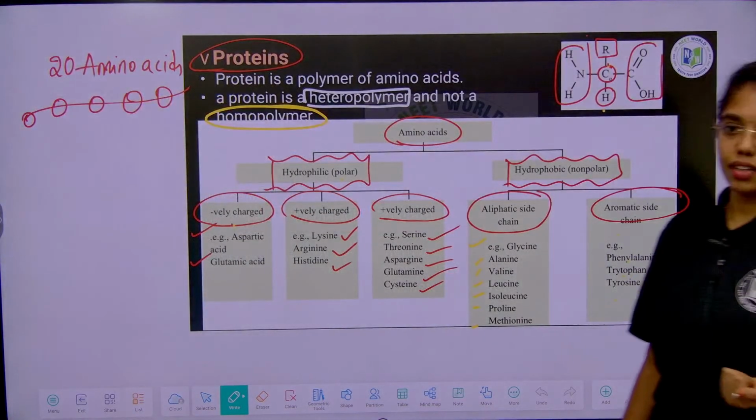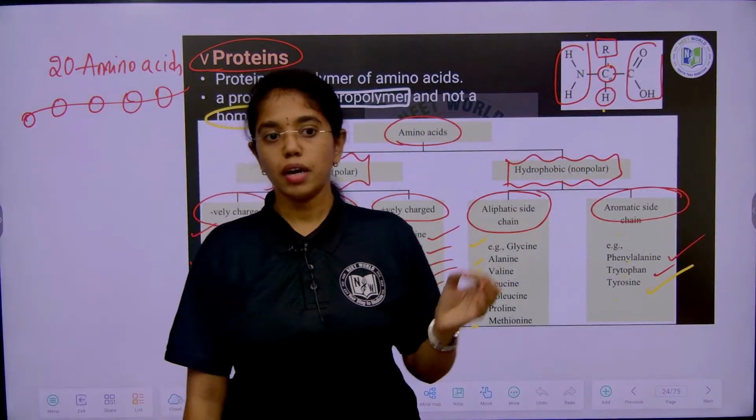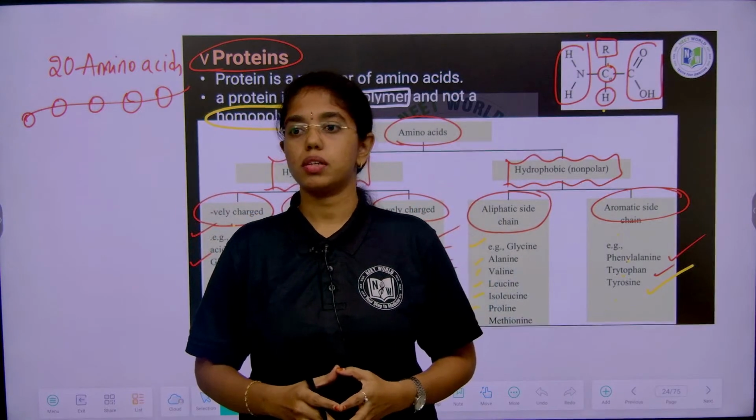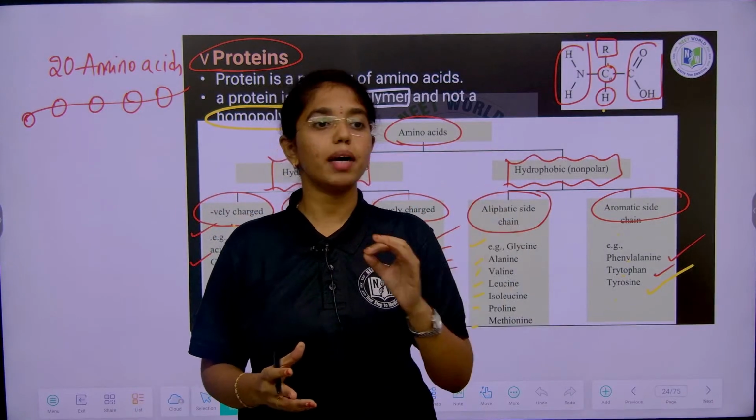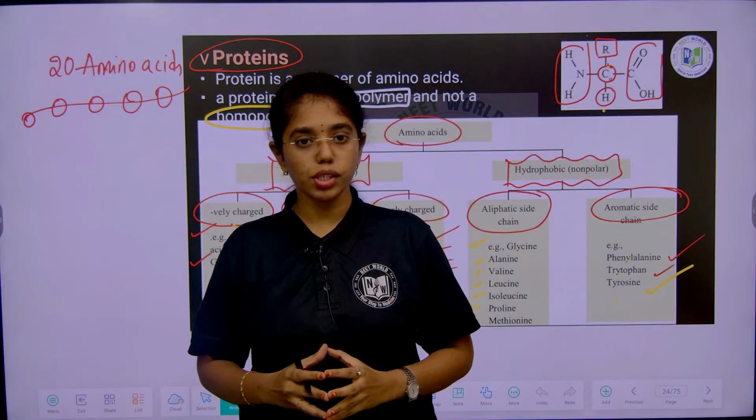Clear with carbohydrates? We have learnt everything, no? Revised everything, no? Now proteins. Can you see anywhere a homopolymer of proteins? No, because it is built up of what? Amino acids. We have 20 different types of amino acids.